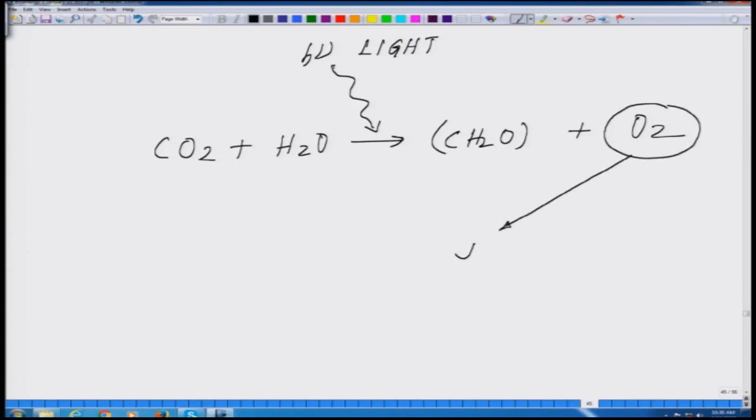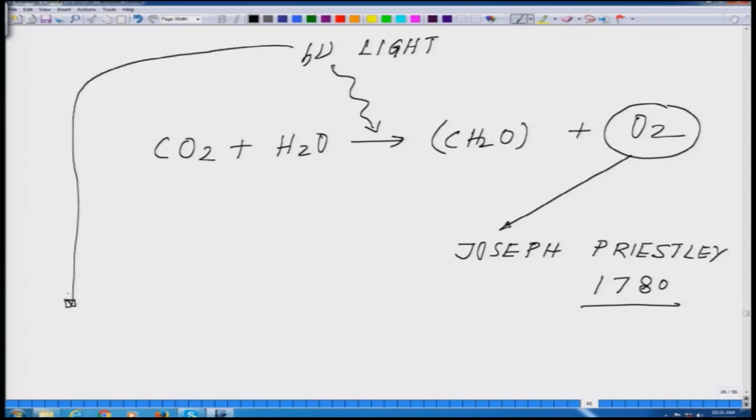This was by Joseph Priestley, just putting the name. You can cross check, you can go online and figure it out. And around 1780, the next major discovery was the role of light, which was described by a Dutch scientist. His name was Jan Ingenhousz. Okay. So, who discovered the role of light? The third one was John Senebier.